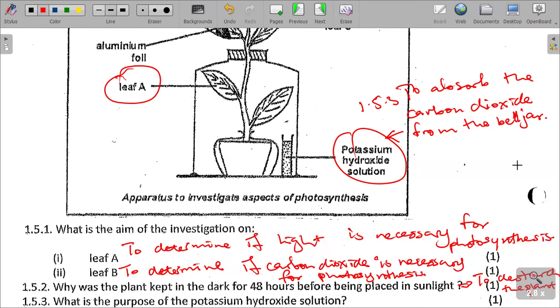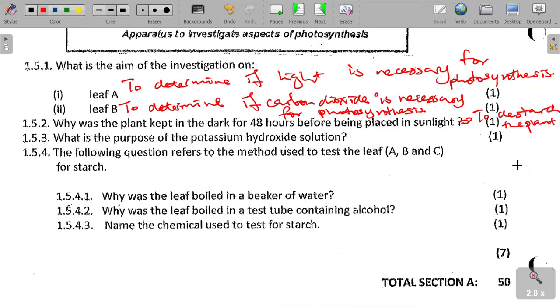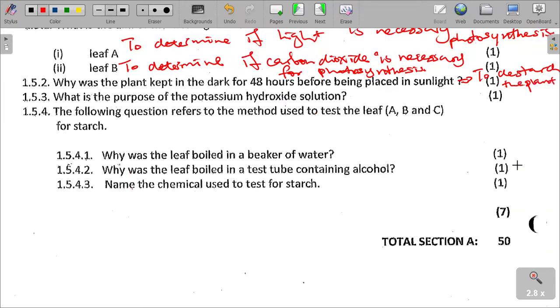That's the purpose there of potassium hydroxide. And then number 1.5.4, the following questions refer to the method used to test the leaf A, B, and C for starch.